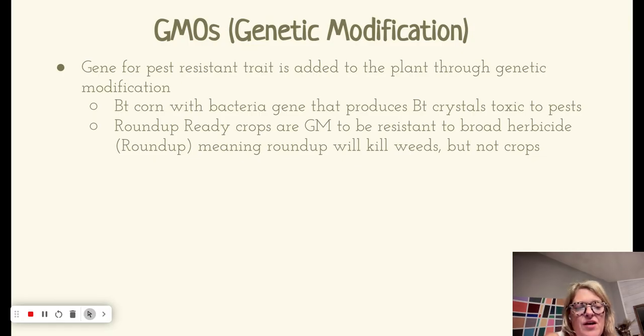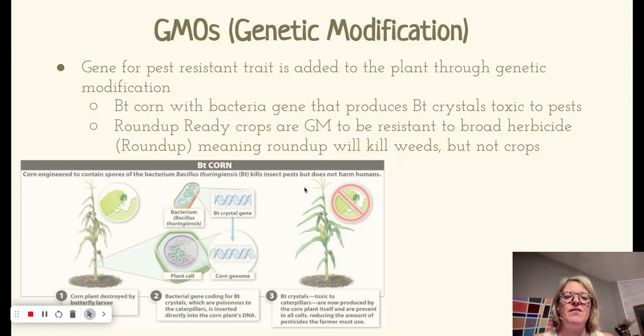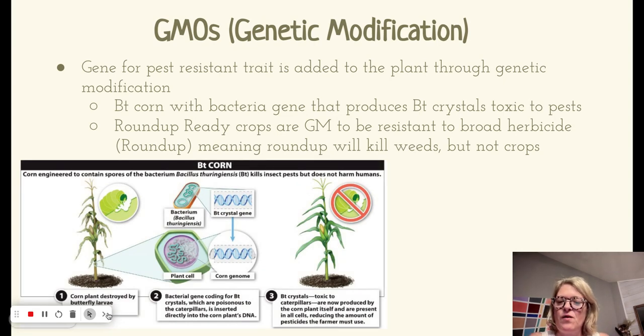Another type of genetically modified crop that's very common now is Roundup Ready crops that are resistant to herbicides, meaning that we can now spray for weeds. Before, the crop would also die when we sprayed for weeds. Now we can put this Roundup Ready crop in the field, spray the Roundup herbicide to get rid of all the weeds, and it doesn't actually kill the crop. This is just another example of how we might create a GMO that's beneficial for the agricultural industry.